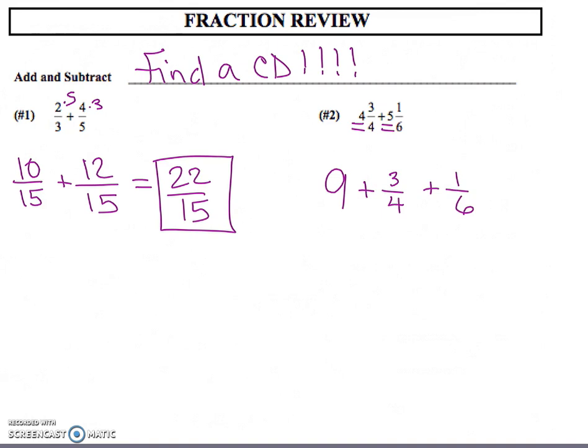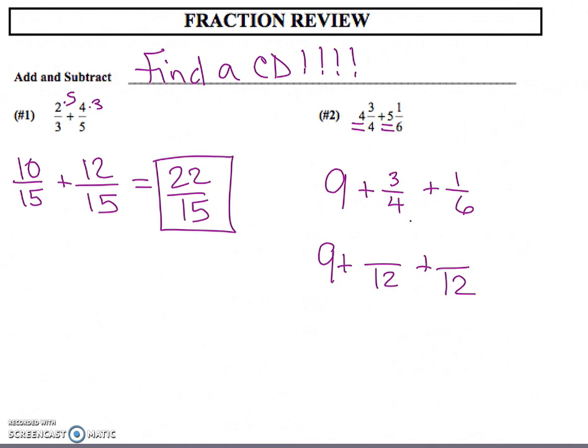Okay, well now I just need a common denominator for 4 and 6. You could say 24, but that's actually a little bit too big. That's kind of overkill. You'd have reducing to do because 4 and 6 actually both go into 12. So I am going to use 12 as my common denominator.